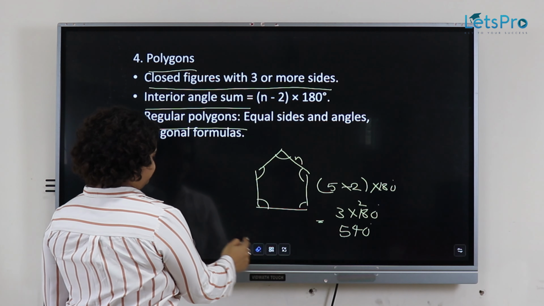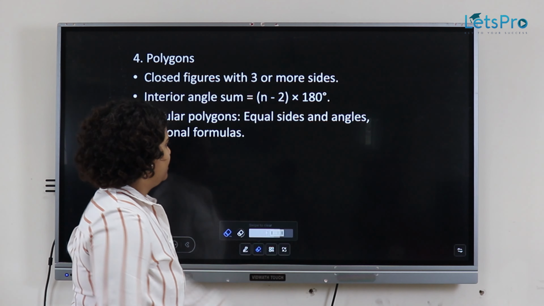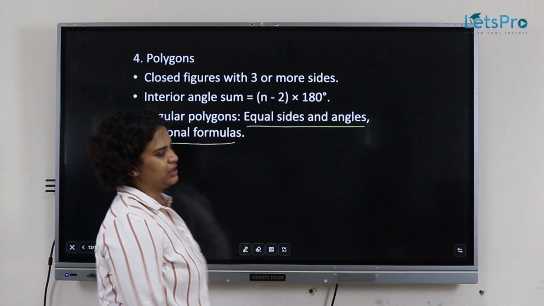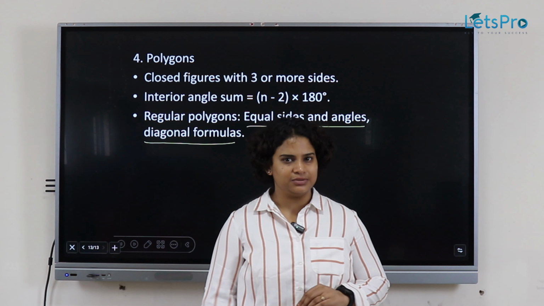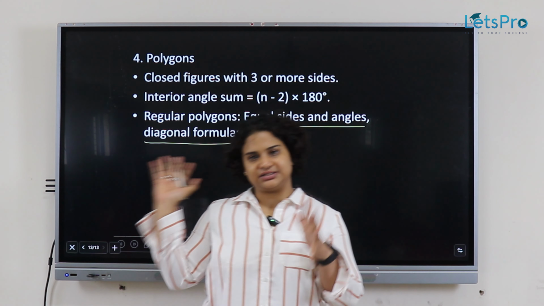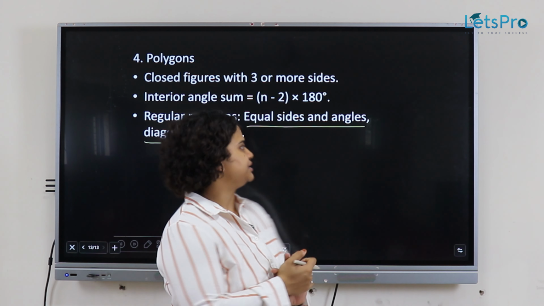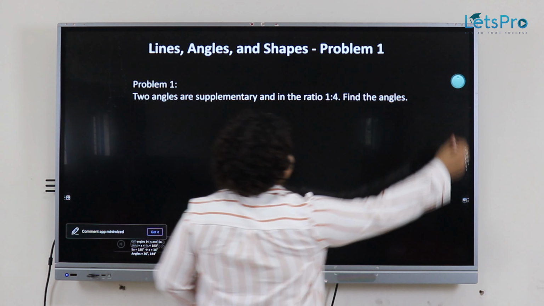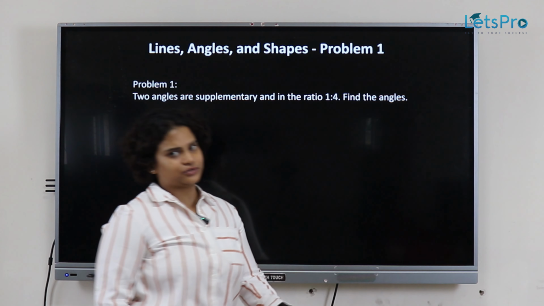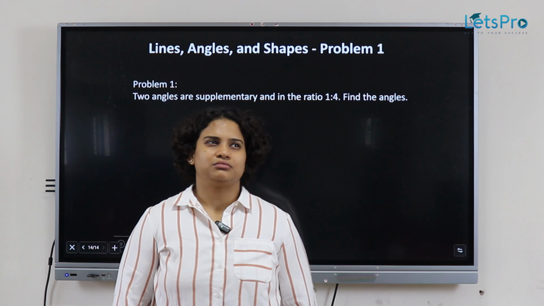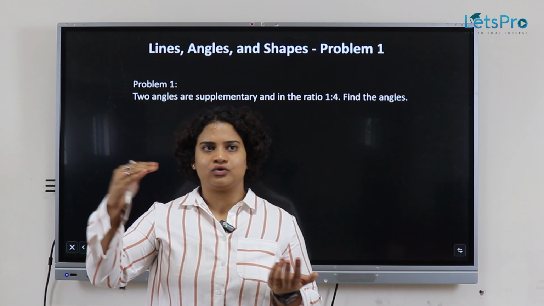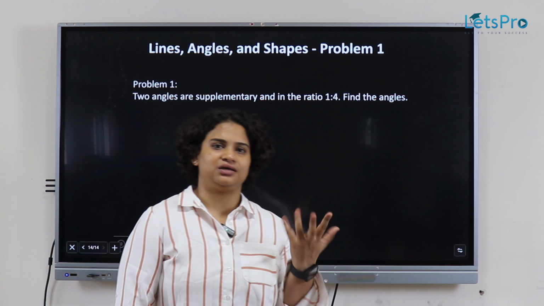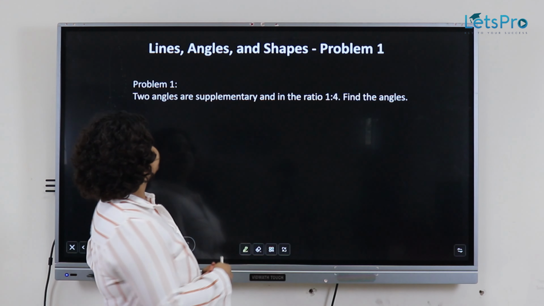Now let's go to regular polygons. Here, what are they saying? Equal sides and angles, and you have diagonal formulas. You will come across this when we are solving the problems. As of now, let's just understand. These are the pointers that you will have to remember. So let's get into solving problems quickly. This is also going to be a very short module. You can finish it quickly. If you go one module by one module, you will understand what is there.